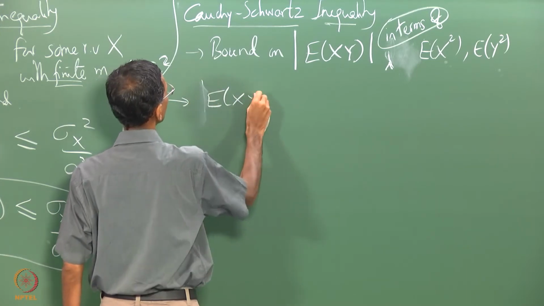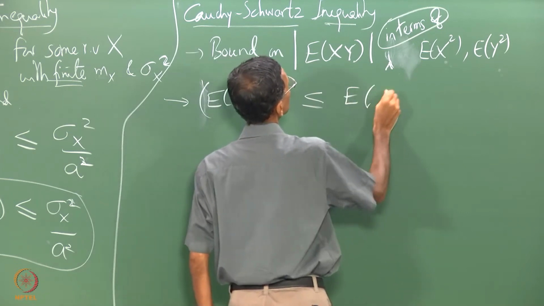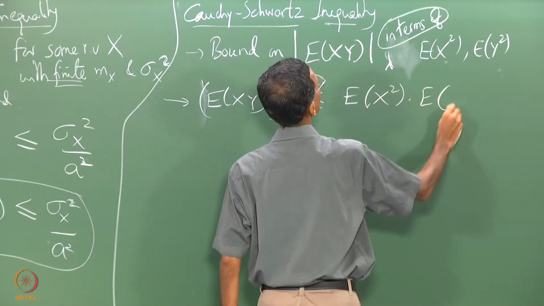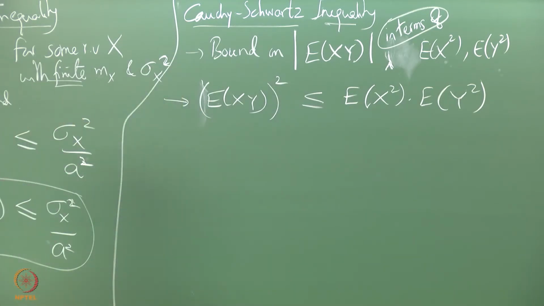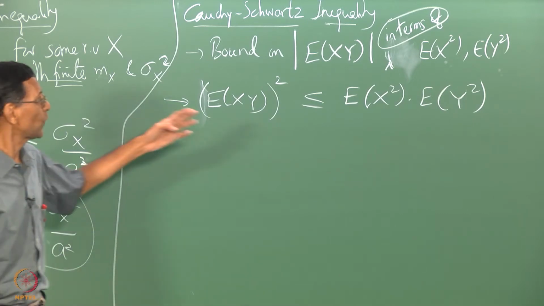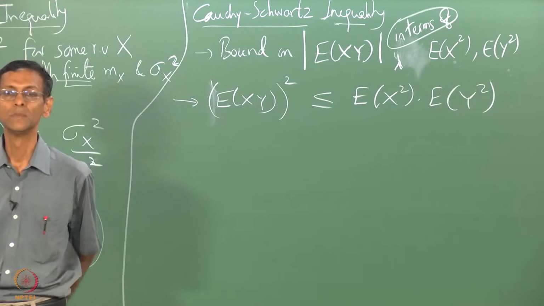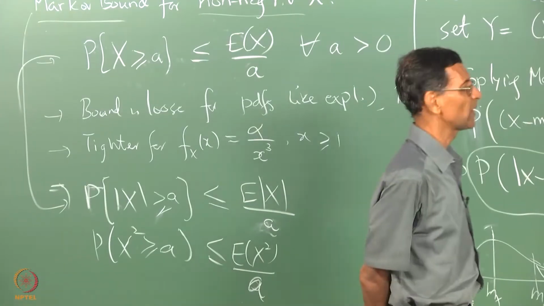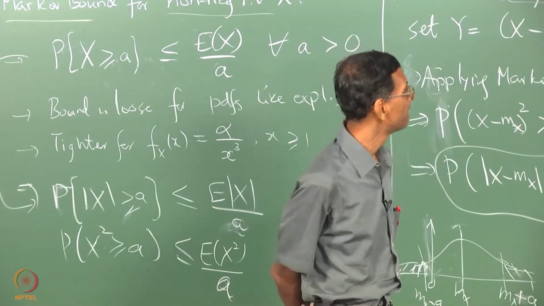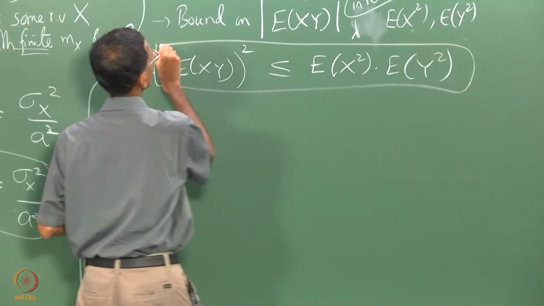So the statement is simple. This E of xy, whole squared, is upper bounded by E of x squared into E of y squared. That is as simple as this. Clearly, if you want to take the square root of this, you will get the absolute value, and of course you put a square root on the RHS. So this is a statement of the Cauchy-Schwartz inequality.